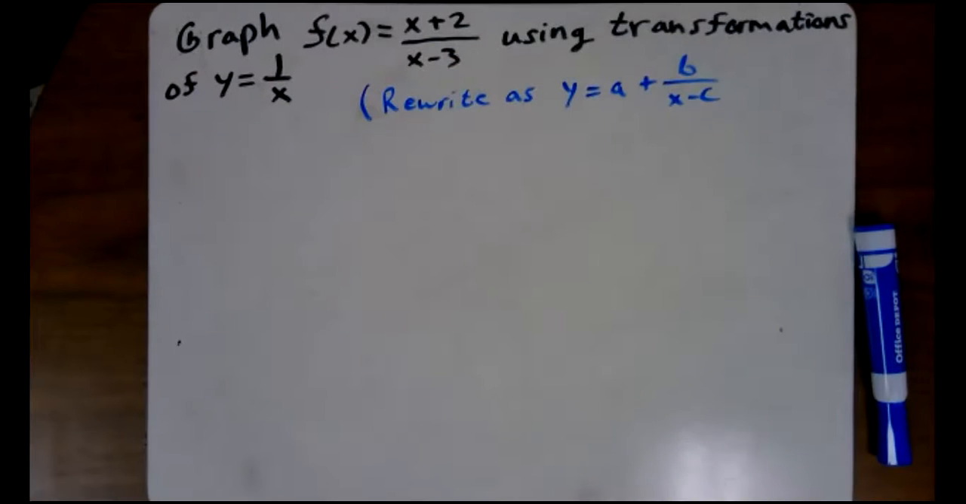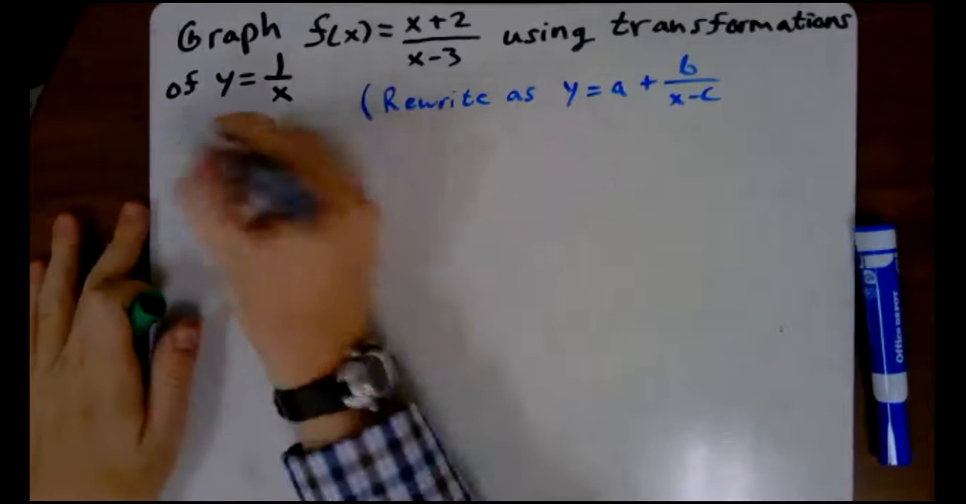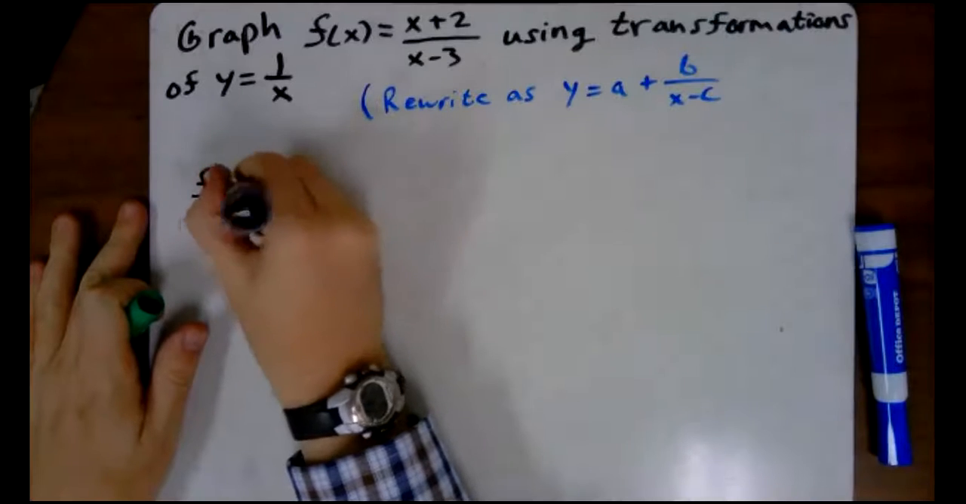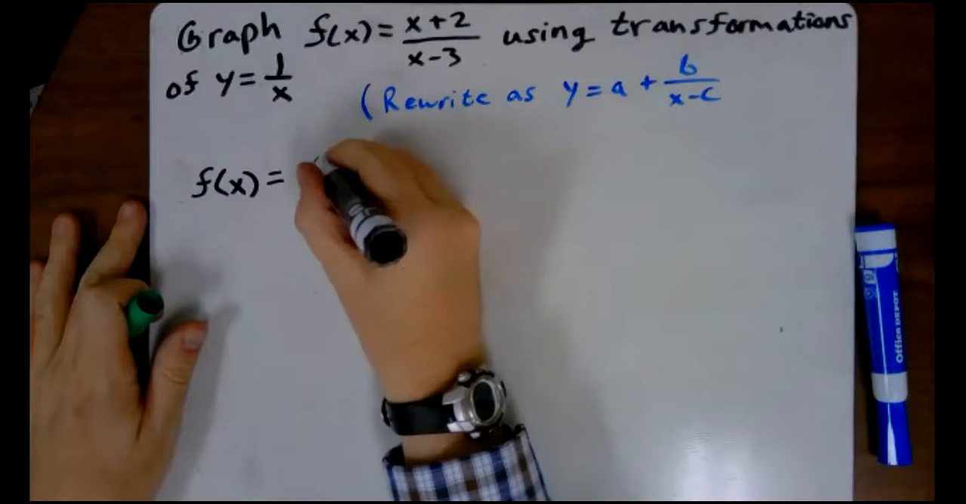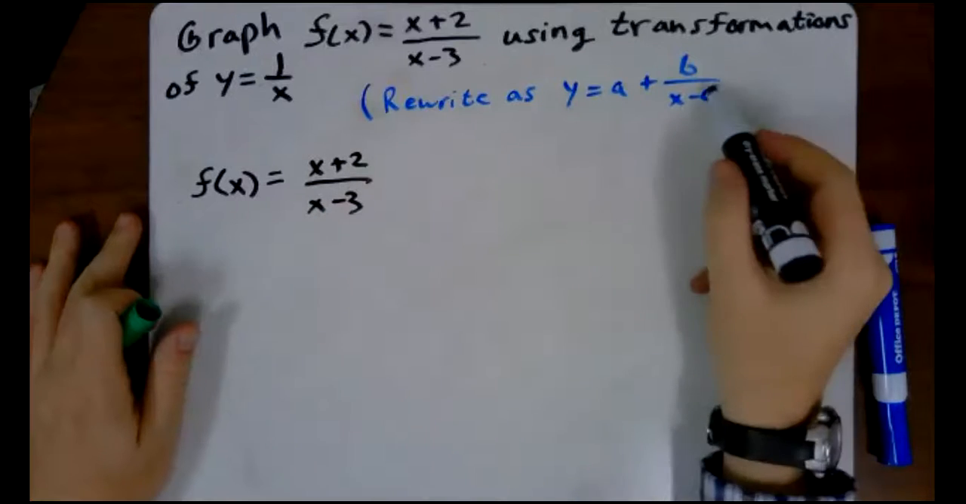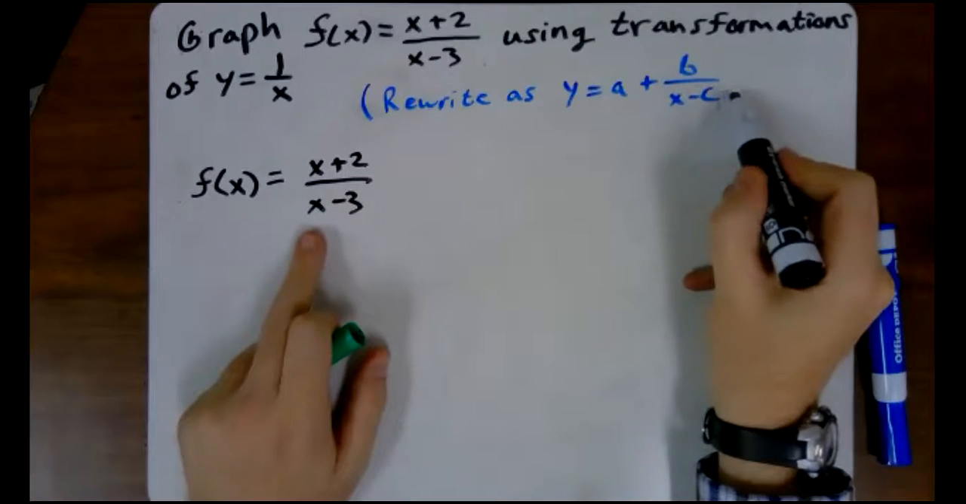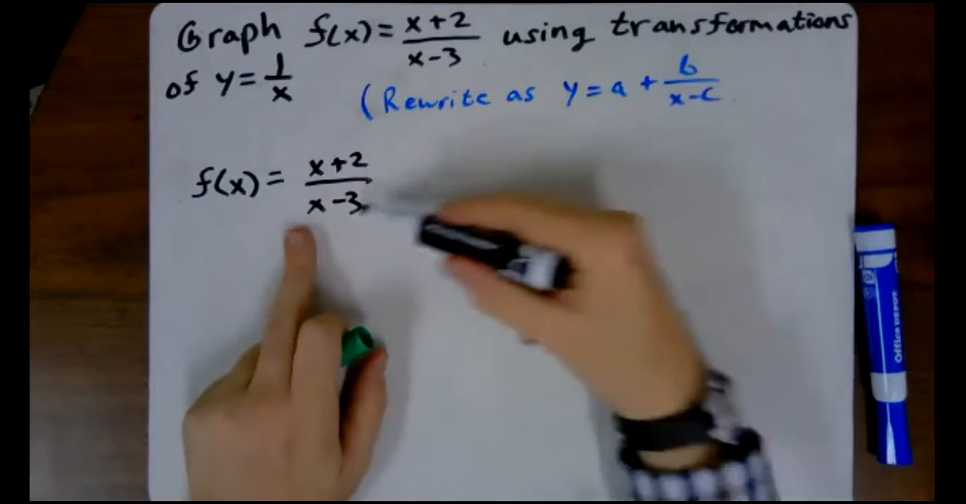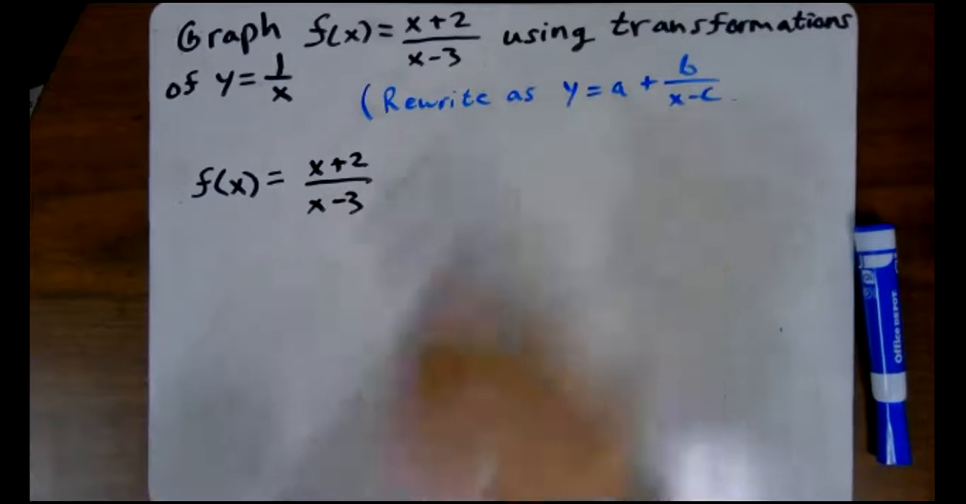Well, we have f of x equals x plus 2 over x minus 3. Now it looks like we already have a denominator that we can work with, x minus c, x minus 3. That one's good.